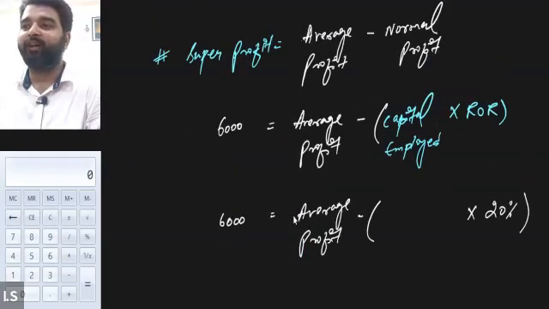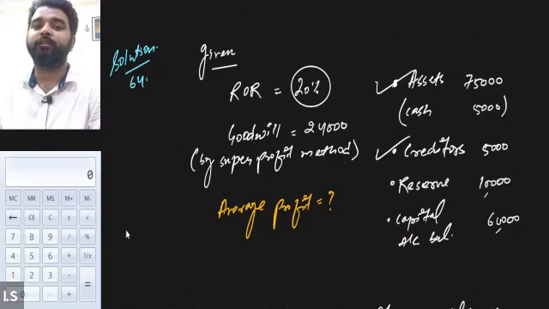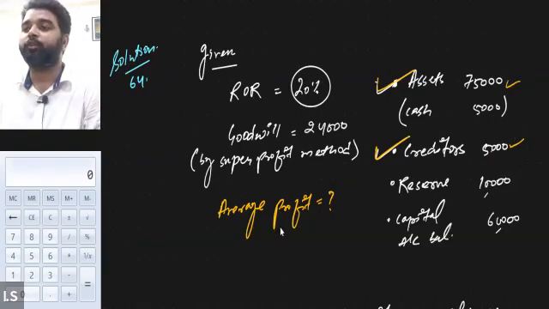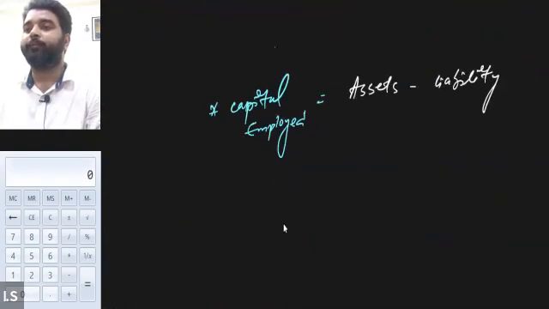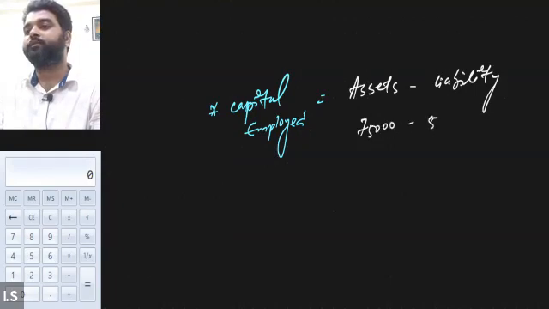Since the value of the asset is given in the question, and the creditor is given, that means creditor is a liability. Obviously, creditor is a liability. So value of the liability is given, value of the asset is given. So by subtracting the value of the creditor out of the value of the asset, we will get the value of the capital employed. 75,000 minus 5,000. The capital employed will be 70,000.